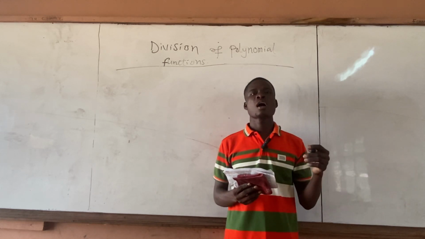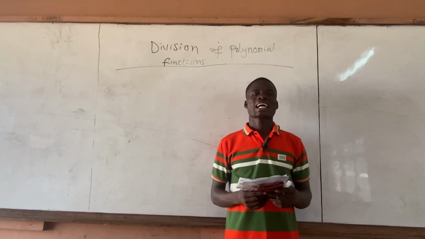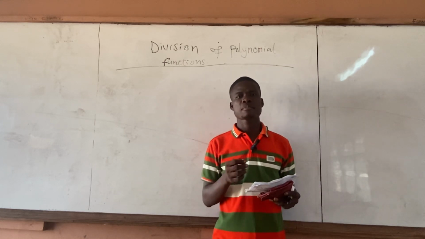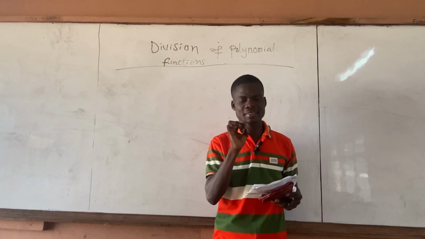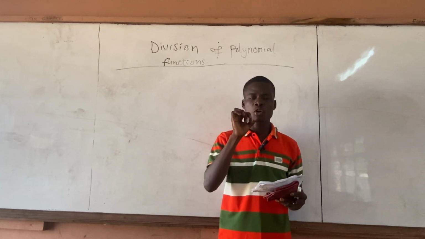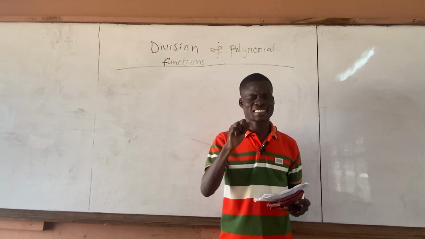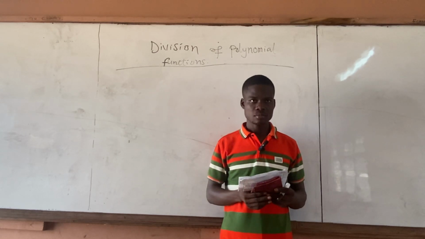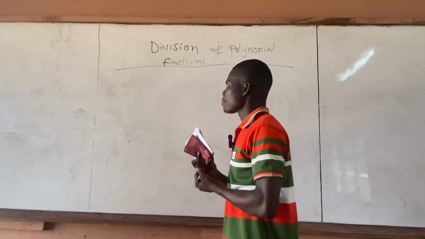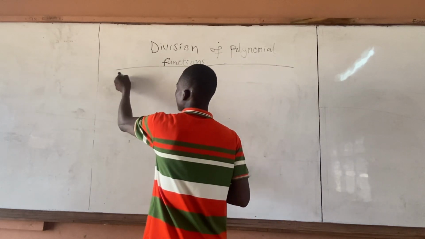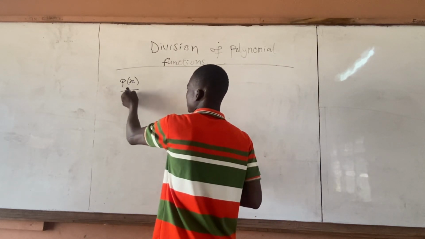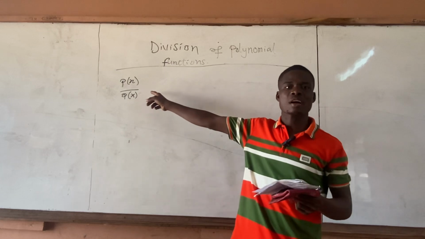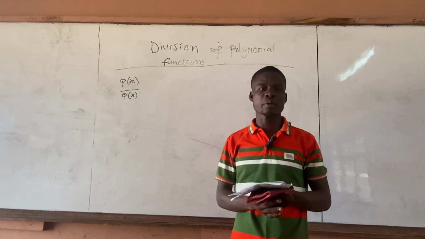Now, a polynomial function A can be divided by a polynomial function B if the degree, or the exponent, of polynomial function B is not greater than that of A. This means that if we have P of S over Q of S, in which P of S is a polynomial function and Q of S is also a polynomial function.